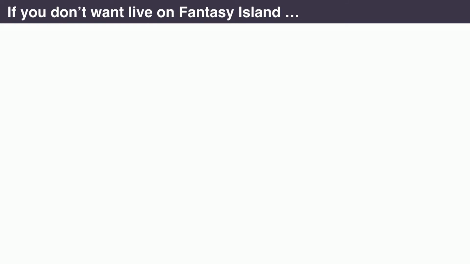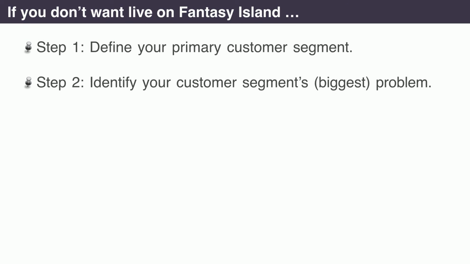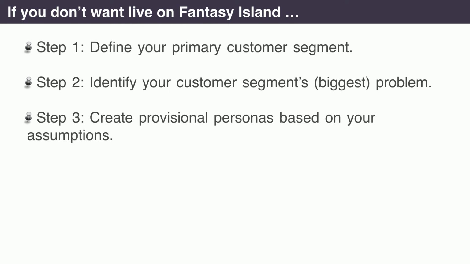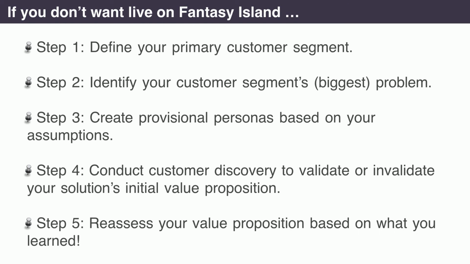So if you don't want to live on Fantasy Island, just follow these 5 steps, which I will walk you through in detail. Step 1, define your primary customer segment. Step 2, identify your customer segment's biggest problem. Step 3, create provisional personas based on your assumption. Step 4, conduct customer discovery to validate or invalidate your solution's initial value proposition. Step 5, reassess your value proposition based on what you learned.